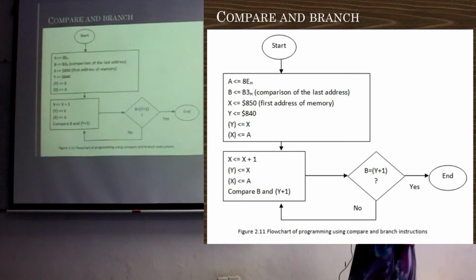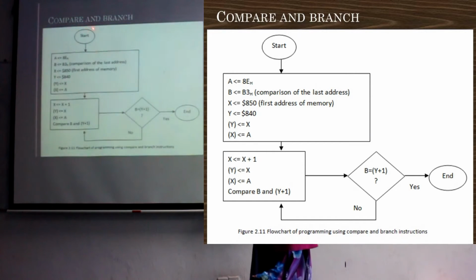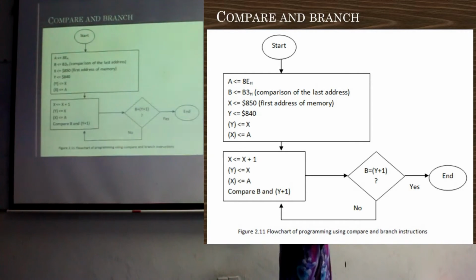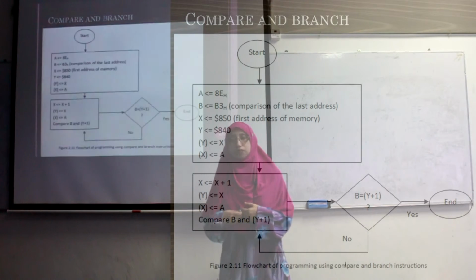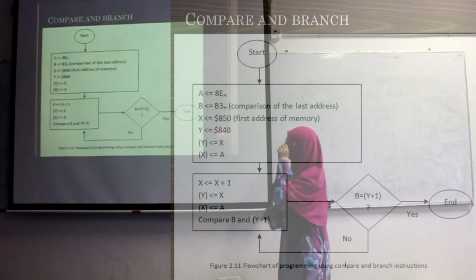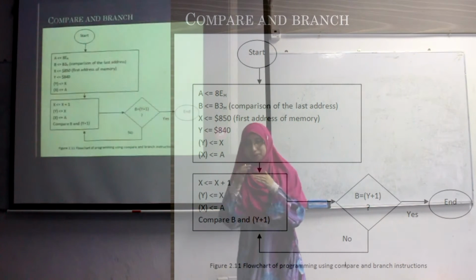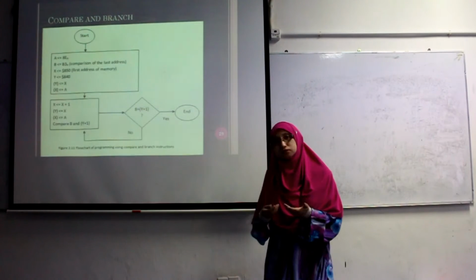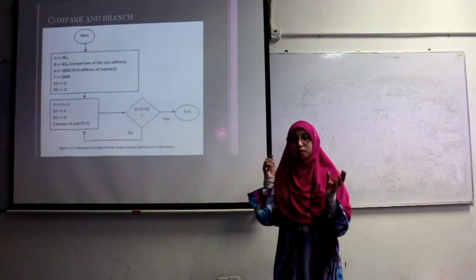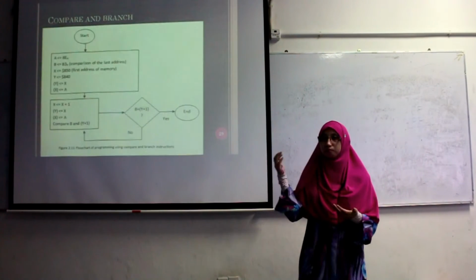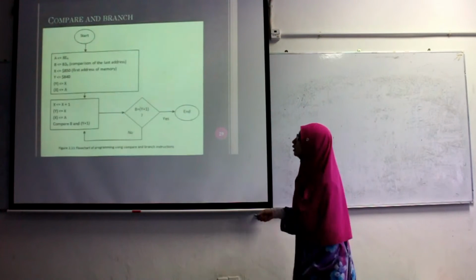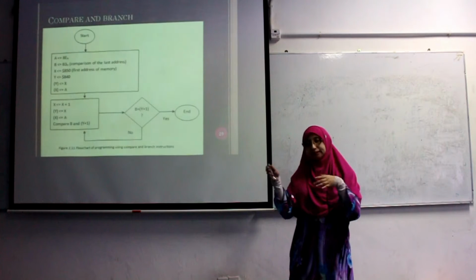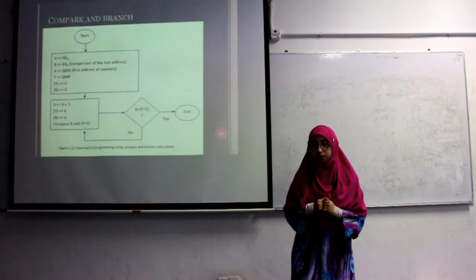Okay, now we try to look at the example for compare and branch instructions. How do we write a program which has compare instructions and must be used together with the branch? We will use either unsigned or signed branch, because we have branch higher or same, branch lower or same. The example is the same: we want to put the data AE into 100 locations of memory.